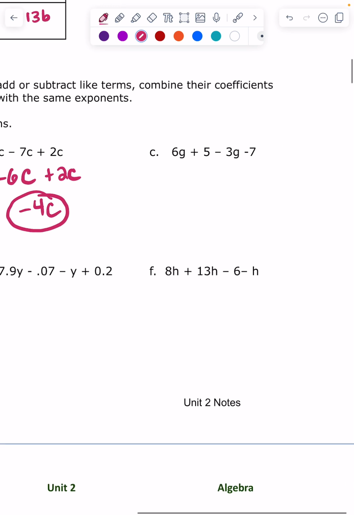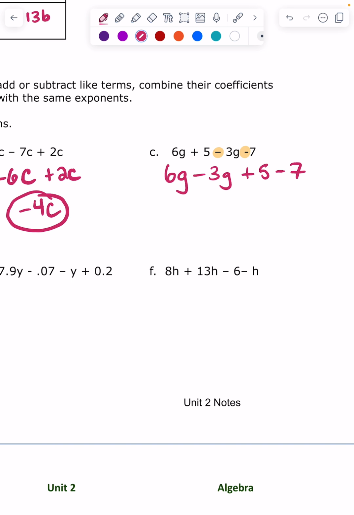Example C, 6g plus 5 minus 3g minus 7. You might want to move it around so that your like terms are together. So I can put that minus 3g to go with the 6g, and then plus 5 and minus 7. When you're doing this, the only thing you have to watch out for is whatever sign is in front of the terms that you're moving, that sign needs to go with them. So the 3g has a subtraction in front of it. So when I move it, I'm going to keep that subtraction there.